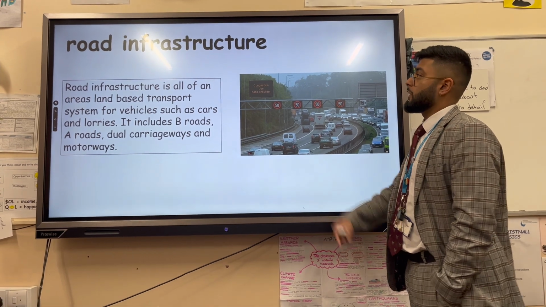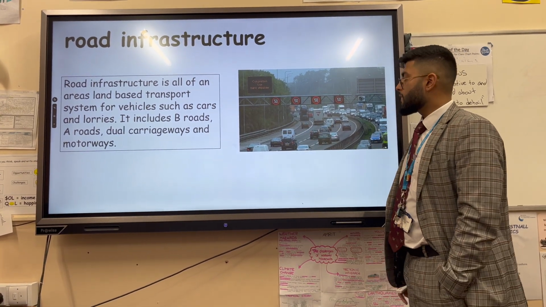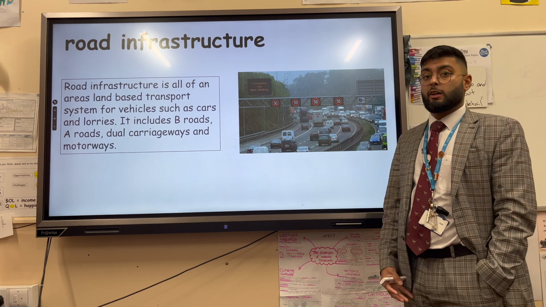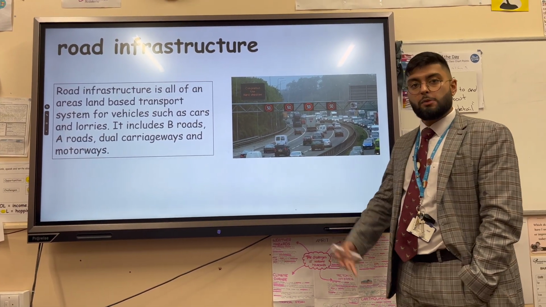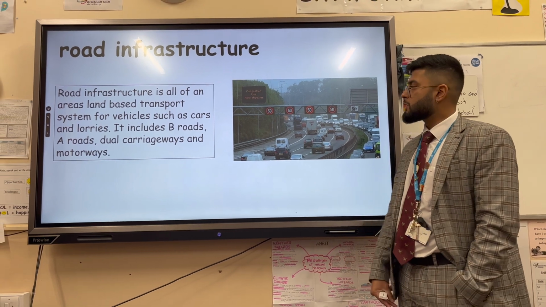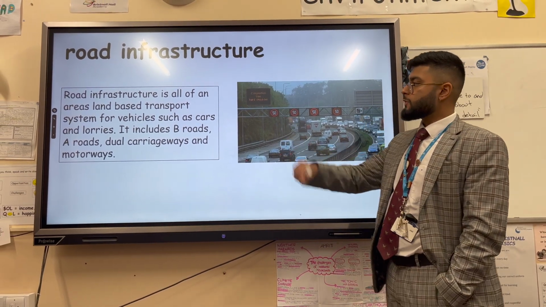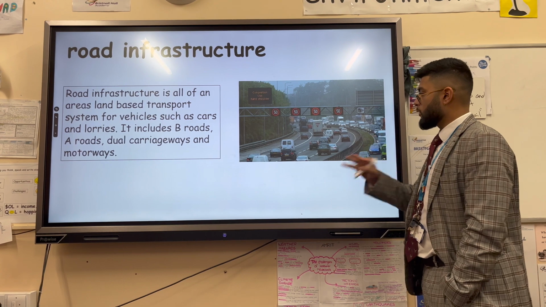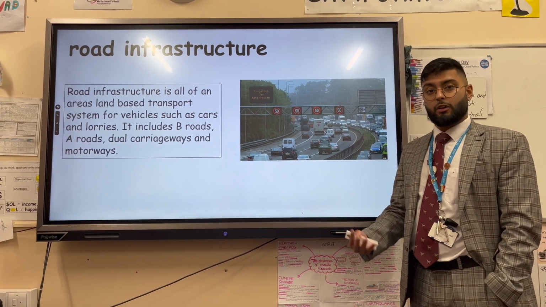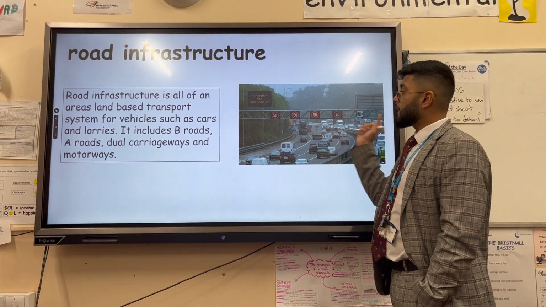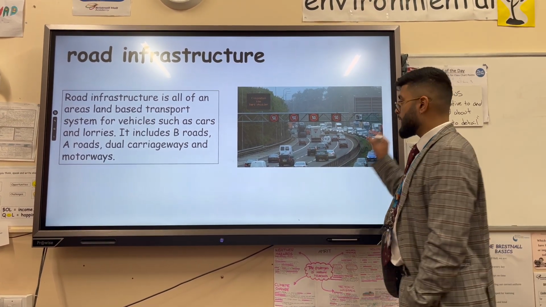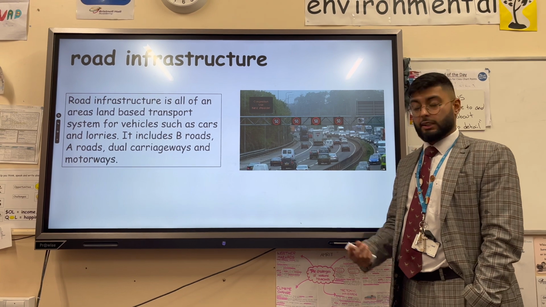Road infrastructure. So infrastructure, remember, are all of the services and the physical structures that we need to live our life. For example, gas pipes and electricity and internet infrastructure. When we're talking about road infrastructure, we're generally talking about roads, so motorways, A roads, B roads and smaller roads. Motorways, particularly our smart motorways, so this bit is called a gantry, which helps to manage traffic.